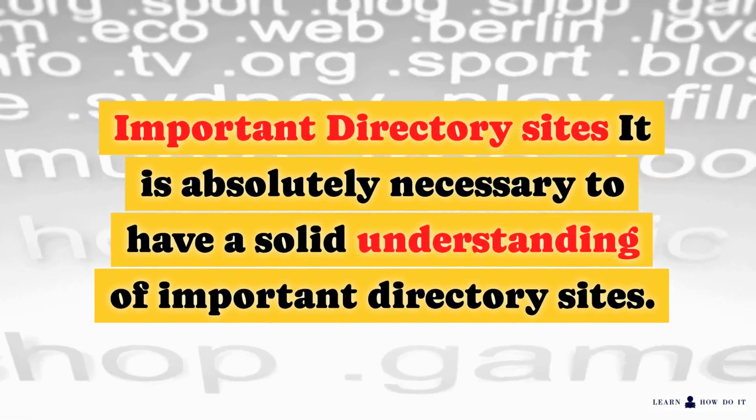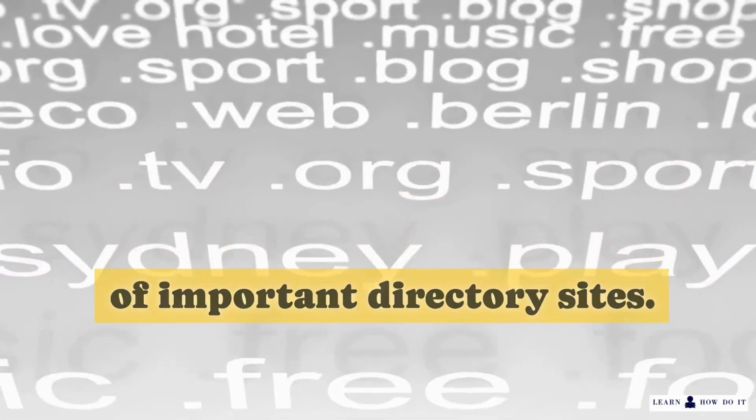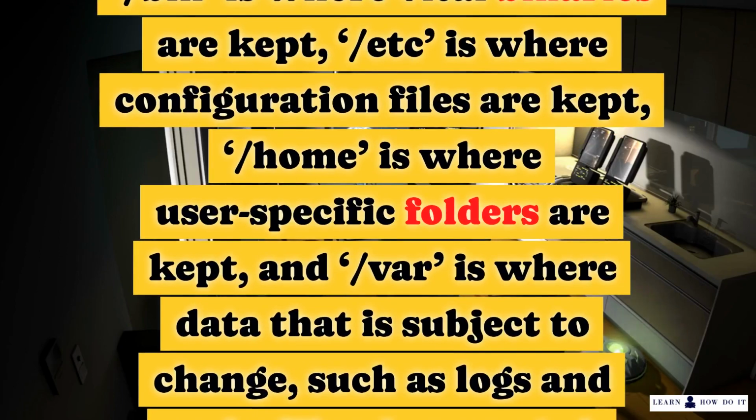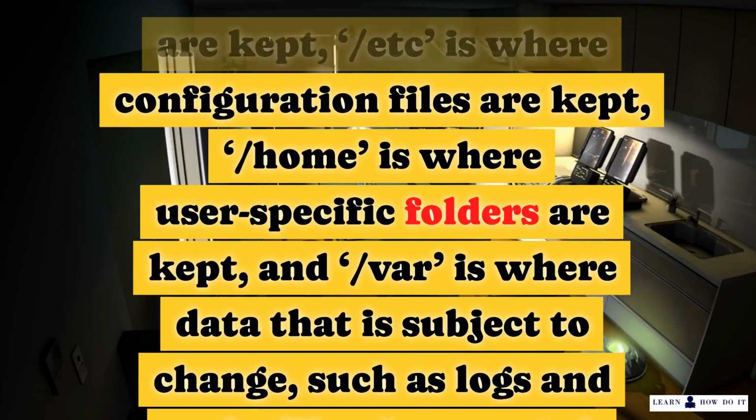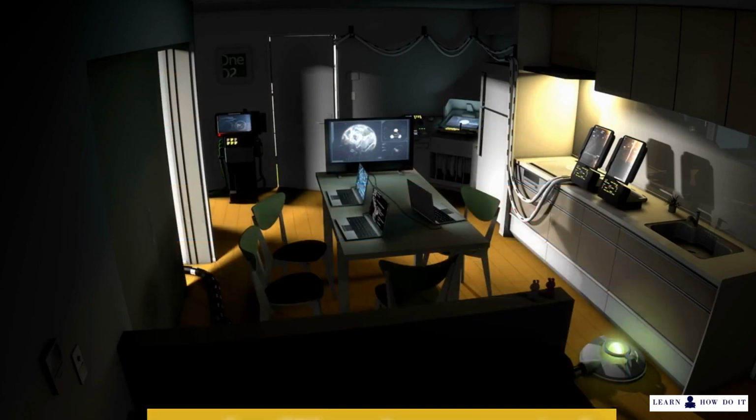Important directory sites. It is absolutely necessary to have a solid understanding of important directory sites. bin is where vital binaries are kept, etc is where configuration files are kept, home is where user-specific folders are kept, and var is where data that is subject to change, such as logs and cache files, is managed.